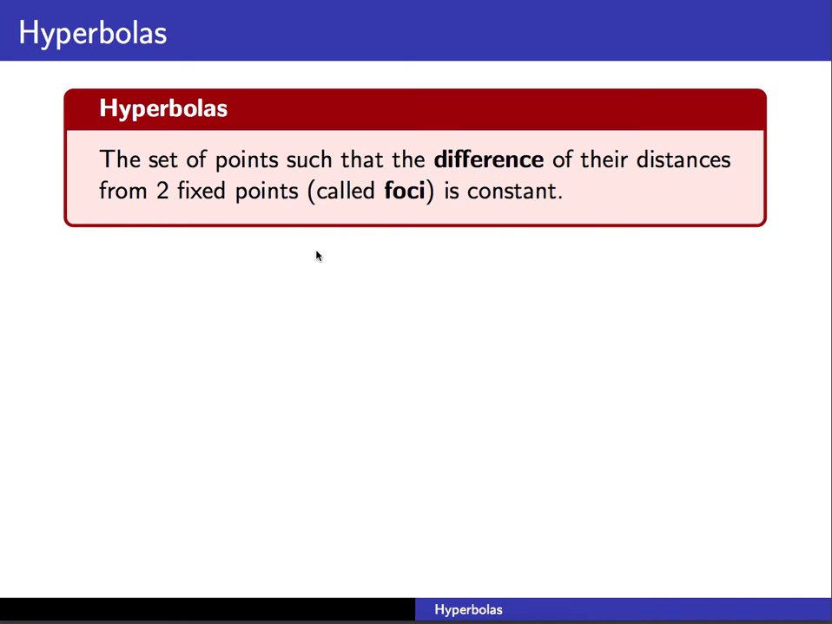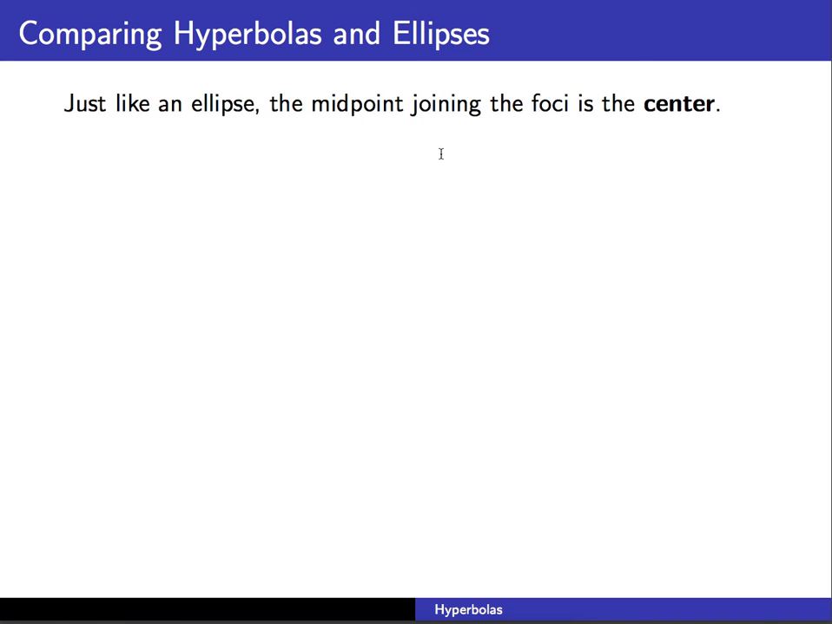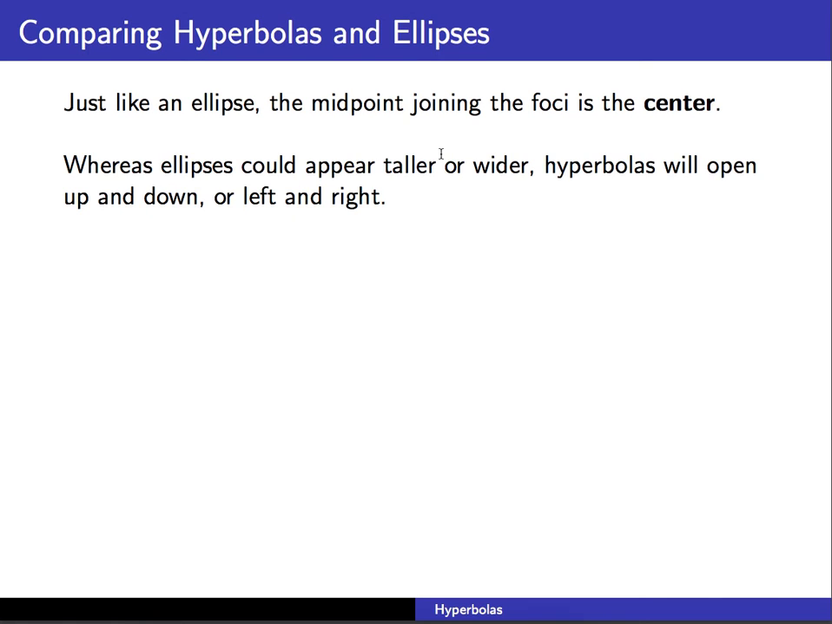So the mathematical definition of a hyperbola is a set of all points such that the difference of their distances from two fixed points called foci is constant. So it's the exact same definition as ellipses, but instead of the word sum of their distances, we have difference. So just like an ellipse, the midpoint joining the foci is called the center. And also, same thing with our vertices as well. The midpoint of our vertices is our center as well.